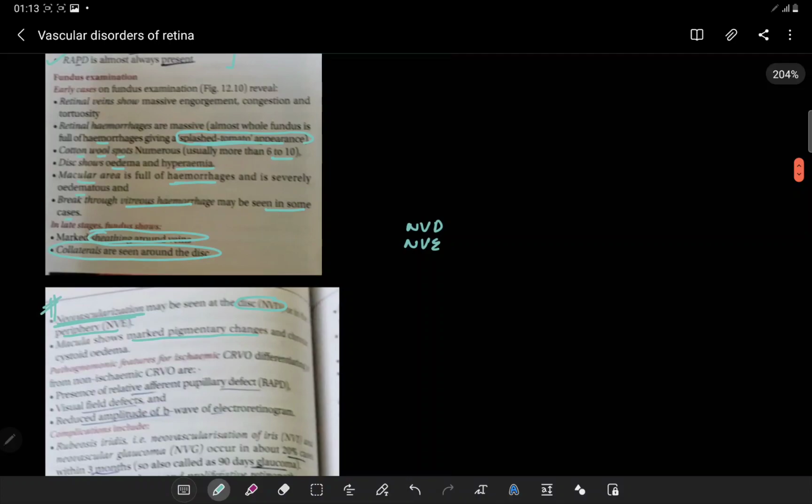Late cases in the fundus show marked sheathing around the vessels. Collaterals are seen around the disc, and neovascularization is a marked feature, which was not seen in the non-ischemic one. Neovascularization can be seen around the disc and also in the periphery. The macula shows marked pigmentary changes, and there can be chronic cystoid edema.